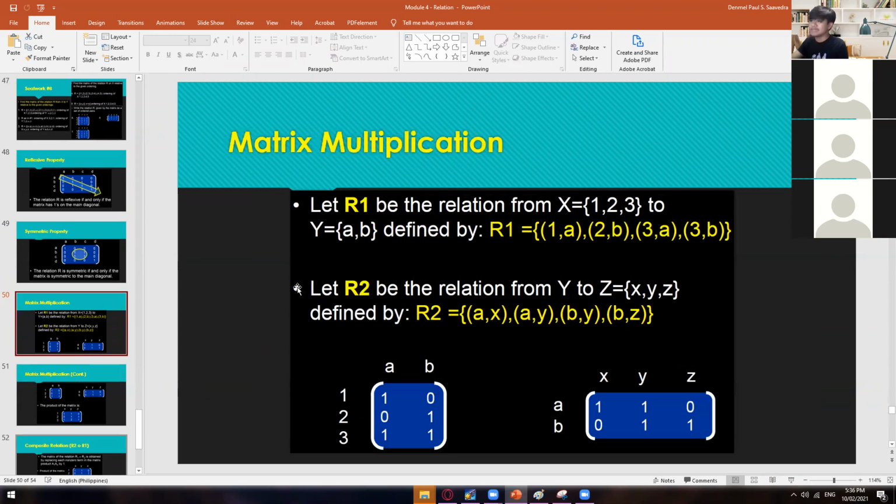And then we have here matrix multiplication. So we have here the first matrix. We have the R1: 1A, 2B, 3A, and 3B. And then here's the representation of that one with a matrix. Okay. And then we have here the R2. And then here's the representation of this R2 using a matrix. All right. So the question here is, what is the product of R1 and R2? It's like R1 times R2.